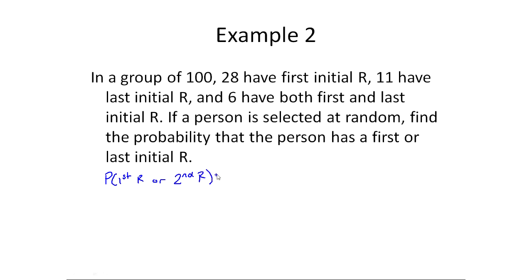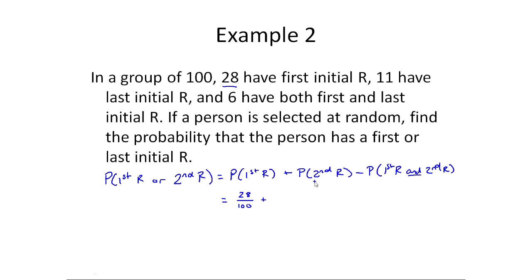This time, instead of trying to interject the union and intersection notation, let's remember the intersection represents the AND event. And so we'll say here, this is the probability the first is R plus the probability the second is R minus the probability that both are R. In other words, first R and second R. Right? And that's just the formula. Probability the first plus probability the second minus probability the AND event. So probably the first initial is R. So we randomly select somebody from this group. 28 have first initial R. So this would be 28 out of 100.